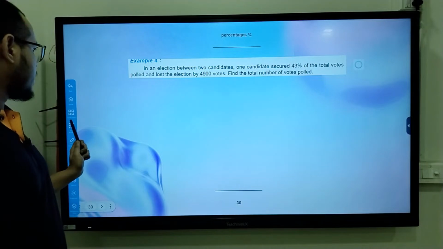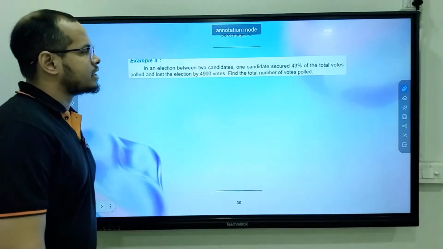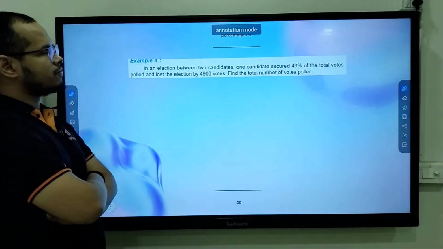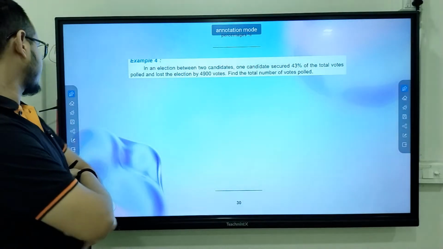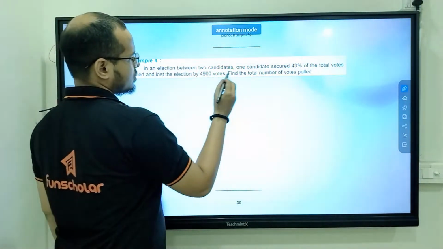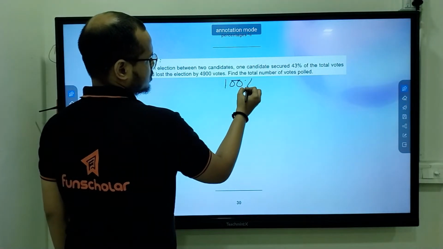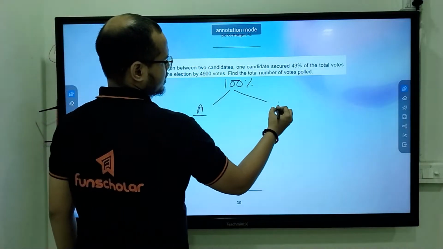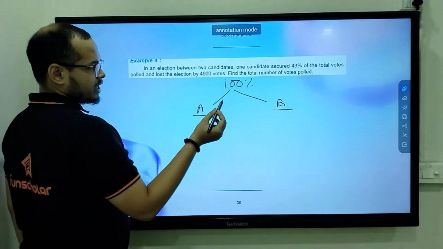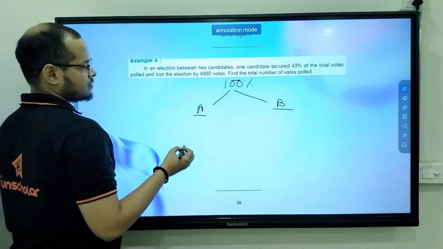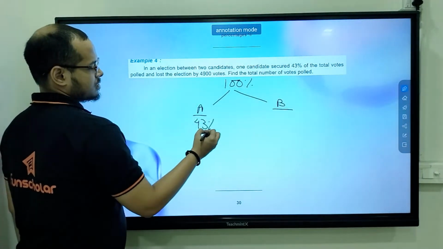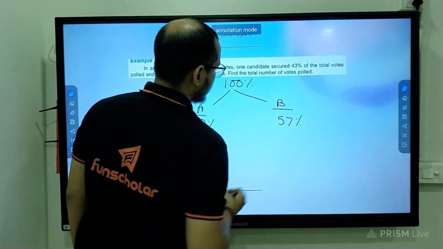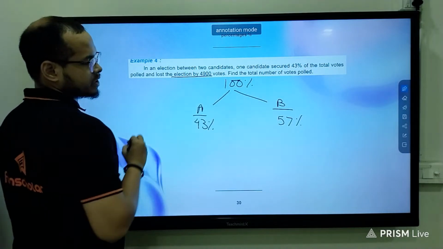Now, next, in an election between two candidates, one candidate secured 43% of total votes polled and lost the election by 4,900 votes. Find the total number of votes polled. See, total 100% people voted. Now candidate A, candidate B. Candidate A secured 43% of the total votes, then candidate B will receive the rest, that is 57%.